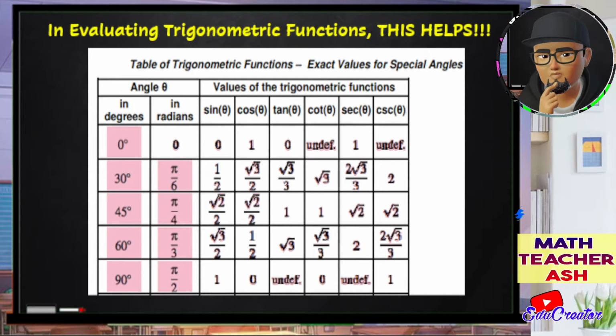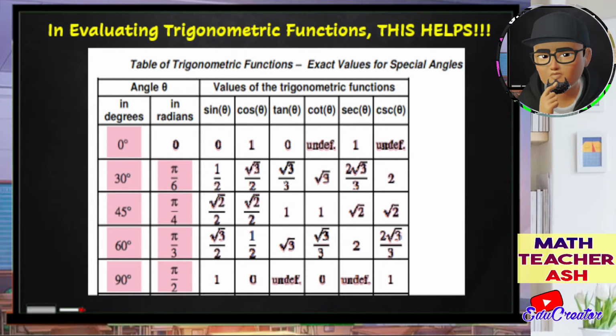And as we all know, the trigonometric functions are the six: the sine, the cosine, the tangent, and its secondary form, the cotangent, the secant, and the cosecant. As you can see in this table, we have an equivalency. If we consider 0 degrees, the sine 0 degrees is equal to 0, the cosine 0 degrees is equal to 1, the tan 0 degrees is equal to 0, the cotangent 0 degrees is known as undefined, the secant 0 degrees is equal to 1, and the cosecant 0 degrees is known as undefined.